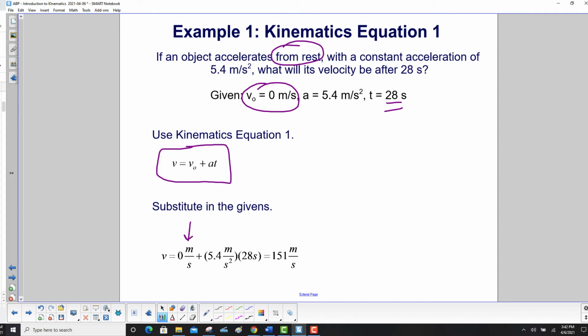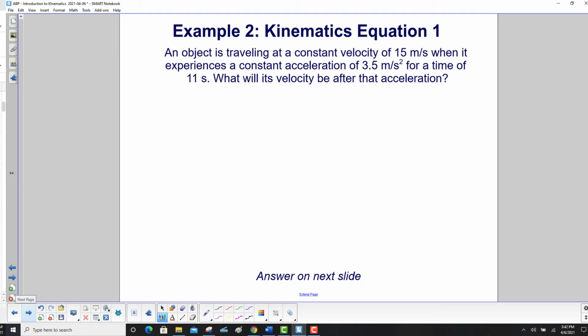We put in the givens. v0 is 0. Here's our acceleration. Notice we put the units in, so you can see that this second will cancel out here, giving you meters per second, which is nice. And then we get 151 meters per second. And make sure you box your answer or underline it or put an oval around it, anything to help your teacher grade it.